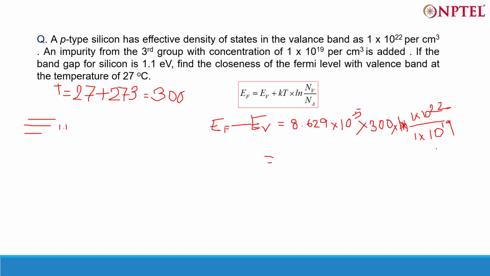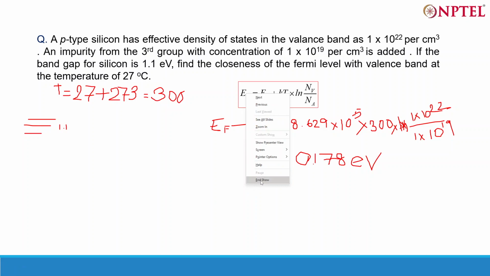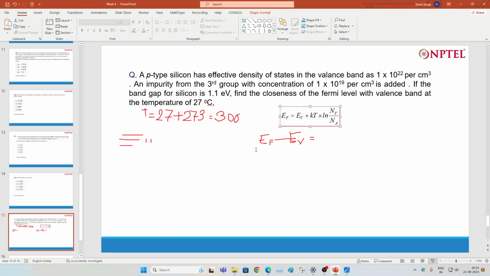After you put everything in, just calculate it. So it comes out to be around 0.178 or something, electron volt. So this is the correct answer. If you have any queries, please feel free to ask for this question. Let me see if anybody has any queries.